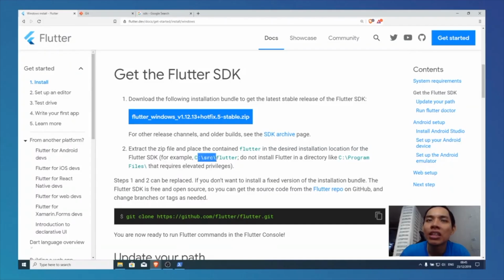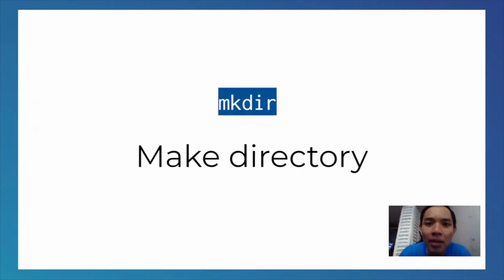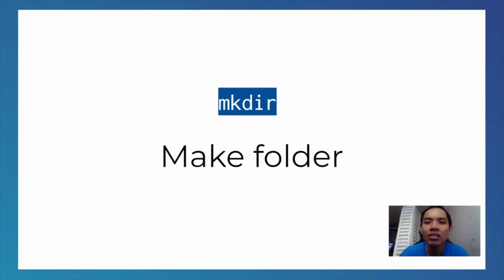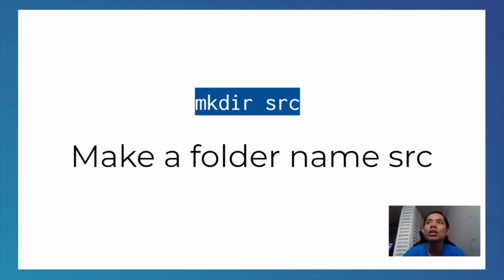So Flutter gives a suggestion on creating a src folder inside our C drive. How do we do that? We will use this command called mkdir, make directory, or in other words, make a folder. Instead of you right clicking to create a folder, we can use the terminal command to create a folder.